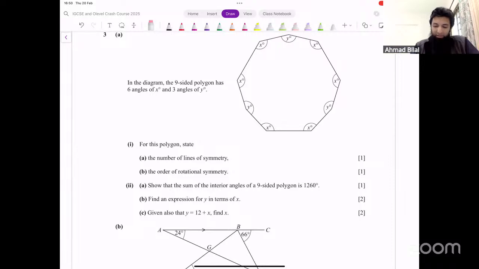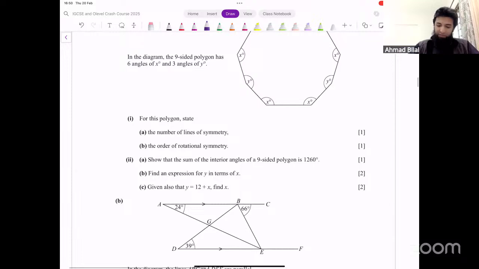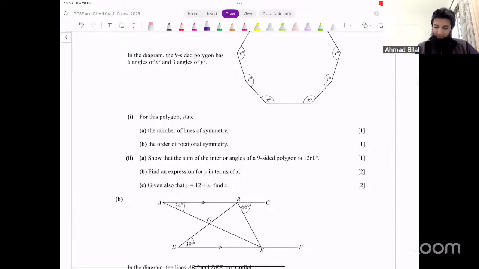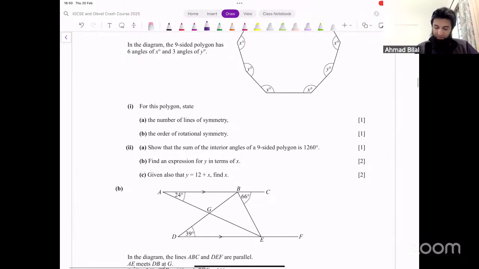Now they're saying the n-sided polygon has 6 angles of x and 3 angles of y. Now, is it a regular polygon? It's not a regular polygon because all angles are not equal. Okay, now the first part is about symmetry. We will talk about that later when we do symmetry. Let's look at the second part of this.